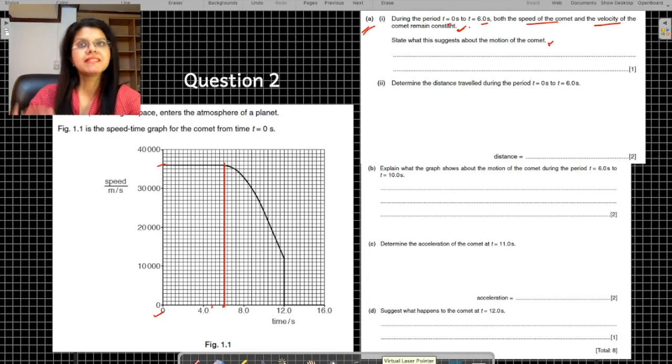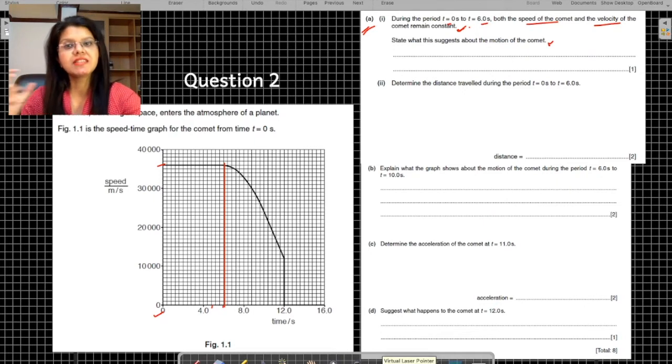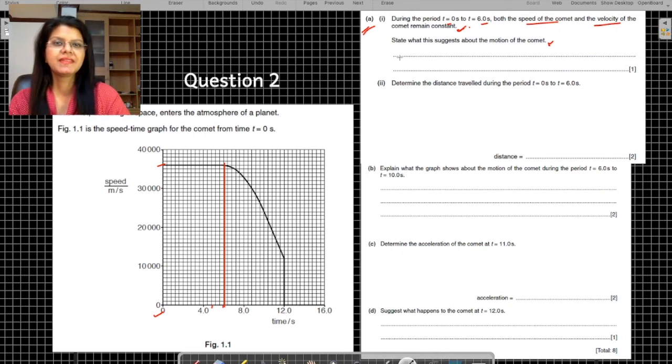Speed and velocity both are constant. Velocity also constant means that the velocity has the same magnitude and the same direction all throughout. So what does it mean? It means that the speed is not changing as well as the direction is not changing. So, what does this state about the motion of the comet?